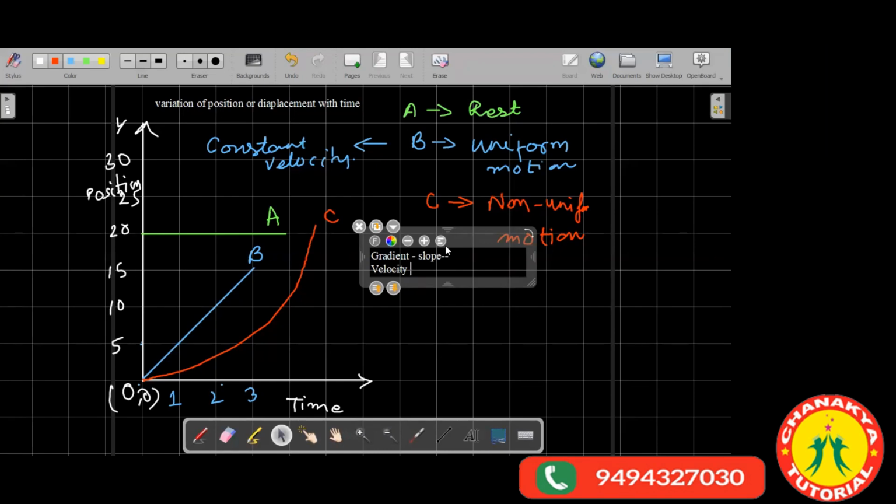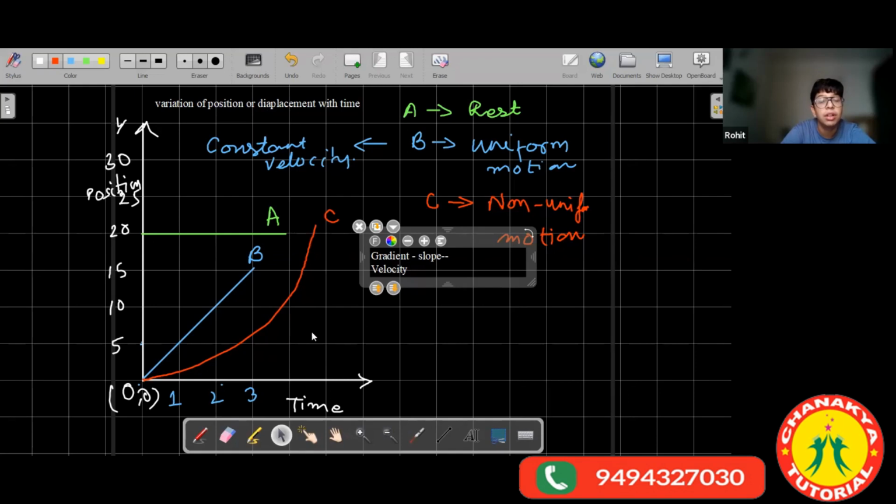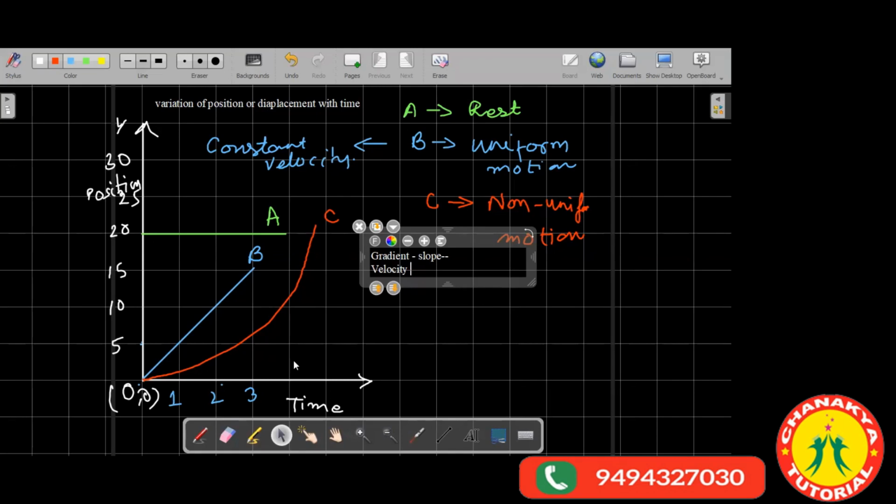Okay, so gradient or slope, it represents the velocity of the curve, right? Now, how do we find out the gradient or slope of the curve? Sir, at any, yes, y2 minus y1 upon x2 minus x1. Okay. So to find out the gradient or velocity, you consider any 2 points on the curve.